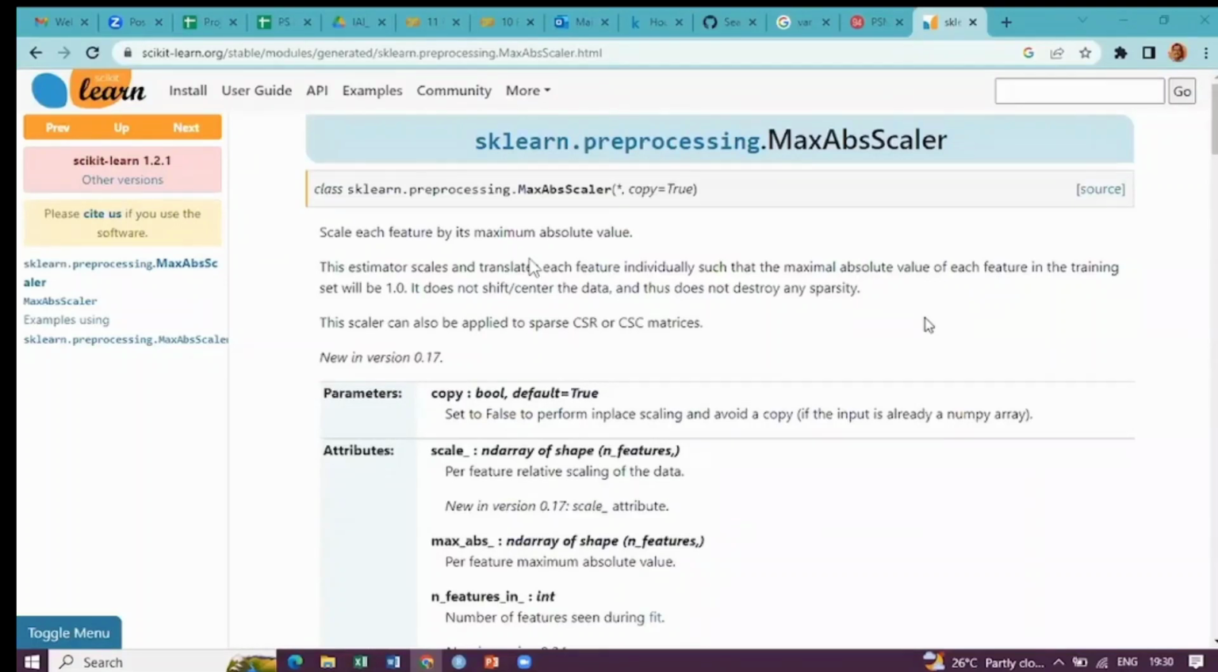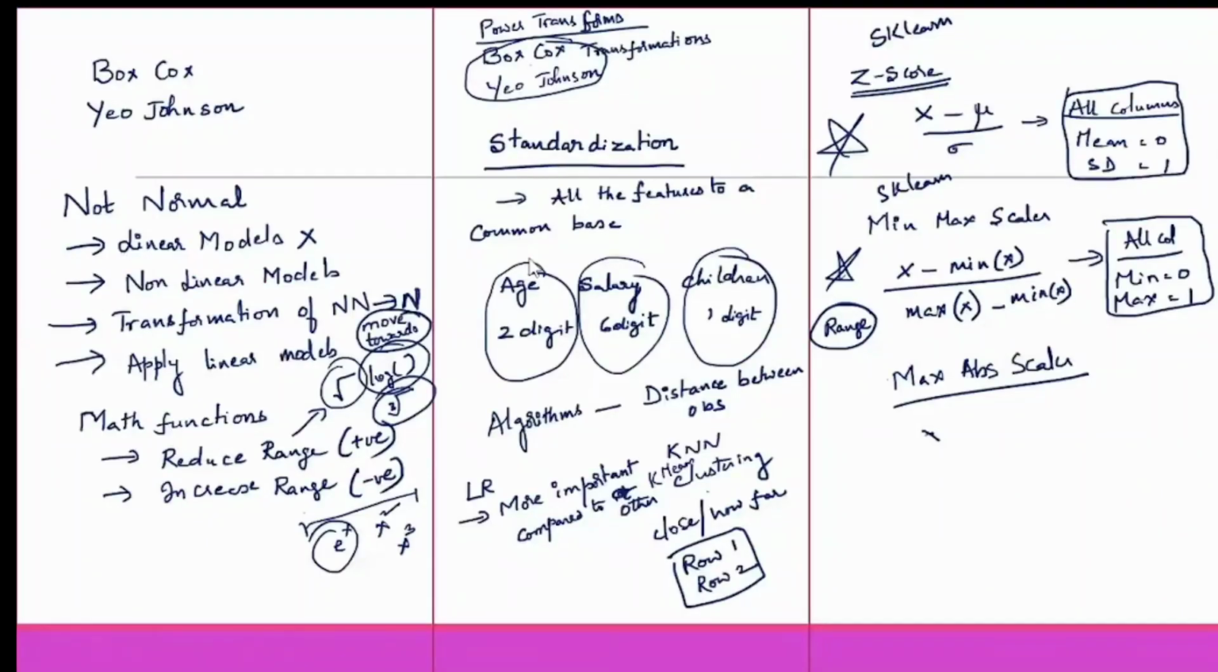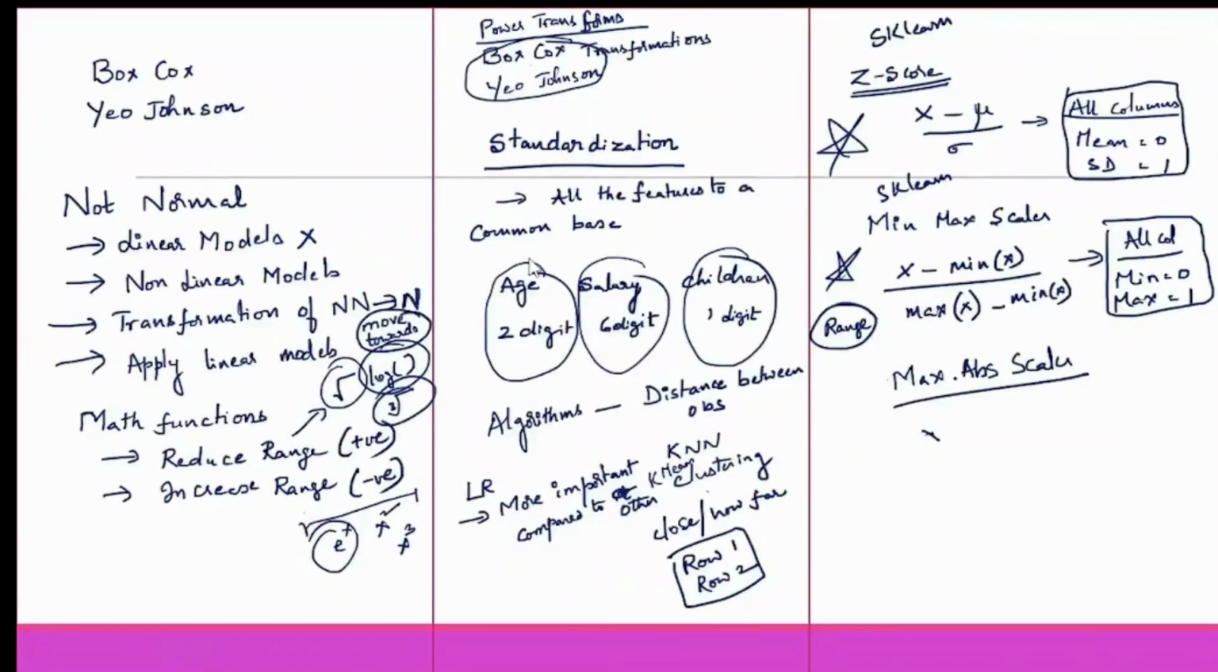So you are not subtracting anything. You are dividing by the maximum value. So it does not shift or center the data. So basically here, the max absolute scaler is nothing but you are doing x by max of x. So only the maximum value is what you are making it; for all the columns you are freezing the maximum value to be 1.